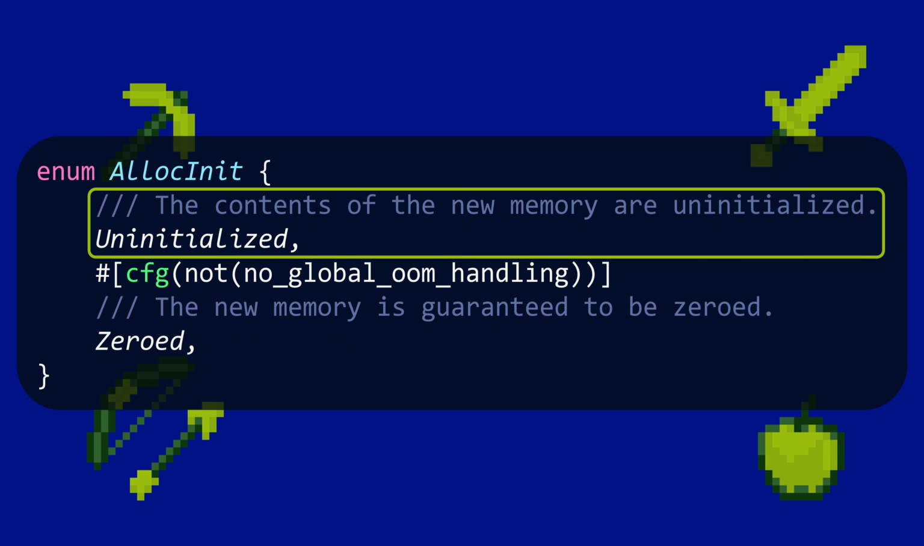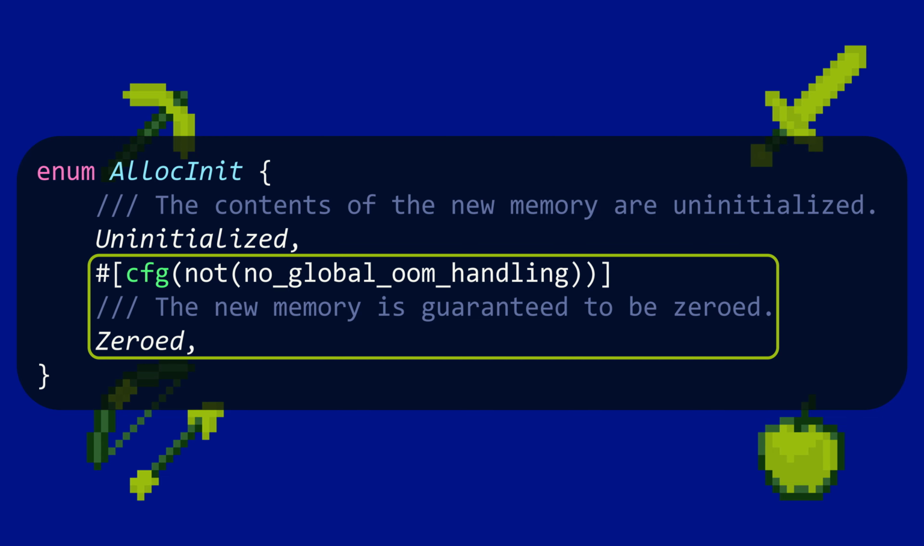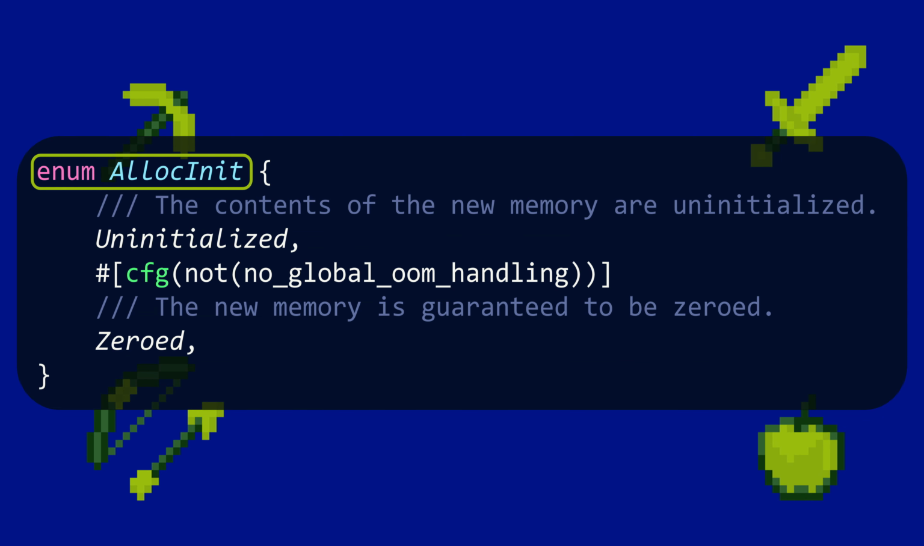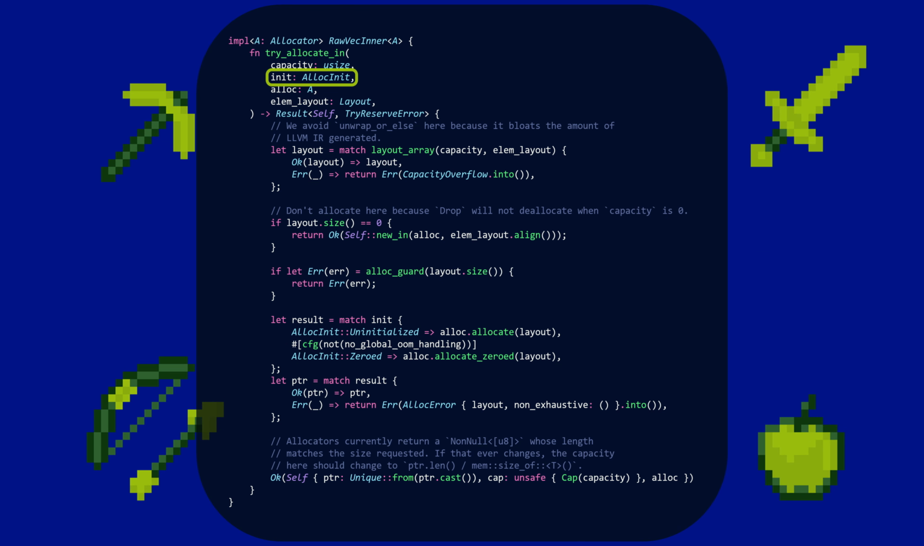Uninitialized means that the contents of the new memory are uninitialized, aka they are random data. Zeroed, which is only enabled alongside global OOM handling, means that the new memory is guaranteed to be zeroed. Alloc init represents the two allocation initialization types. The init parameter of try_allocate_in is an alloc init enum. Remember that we passed in alloc init uninitialized.